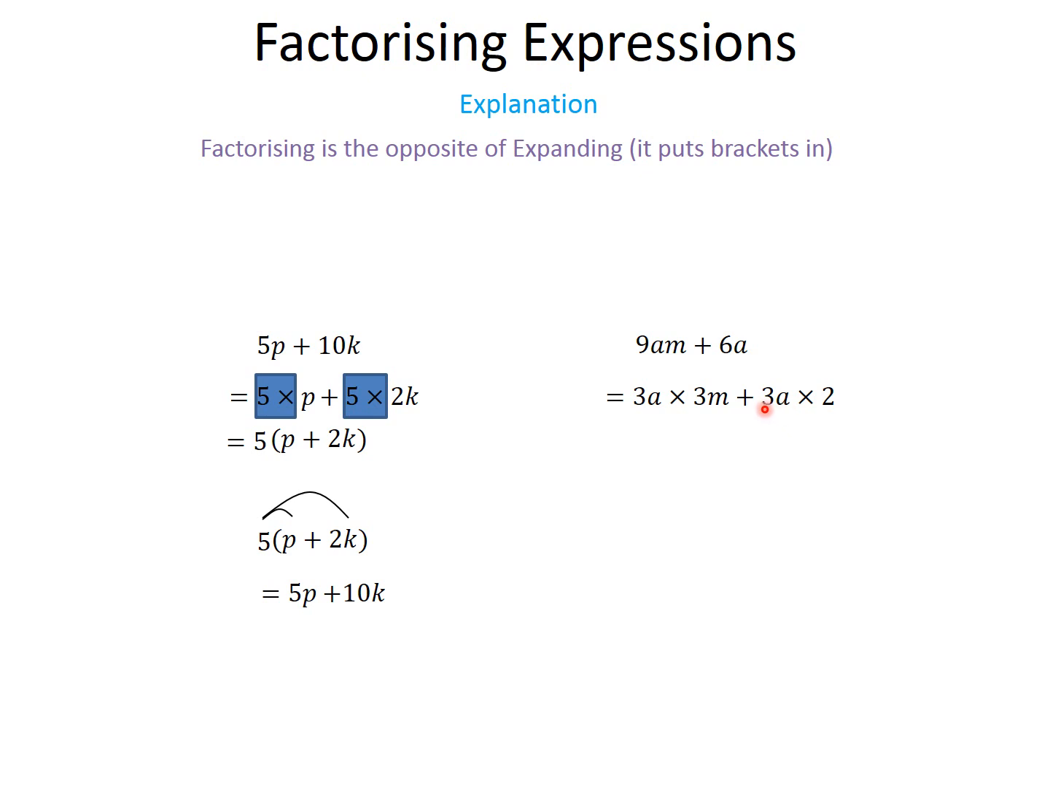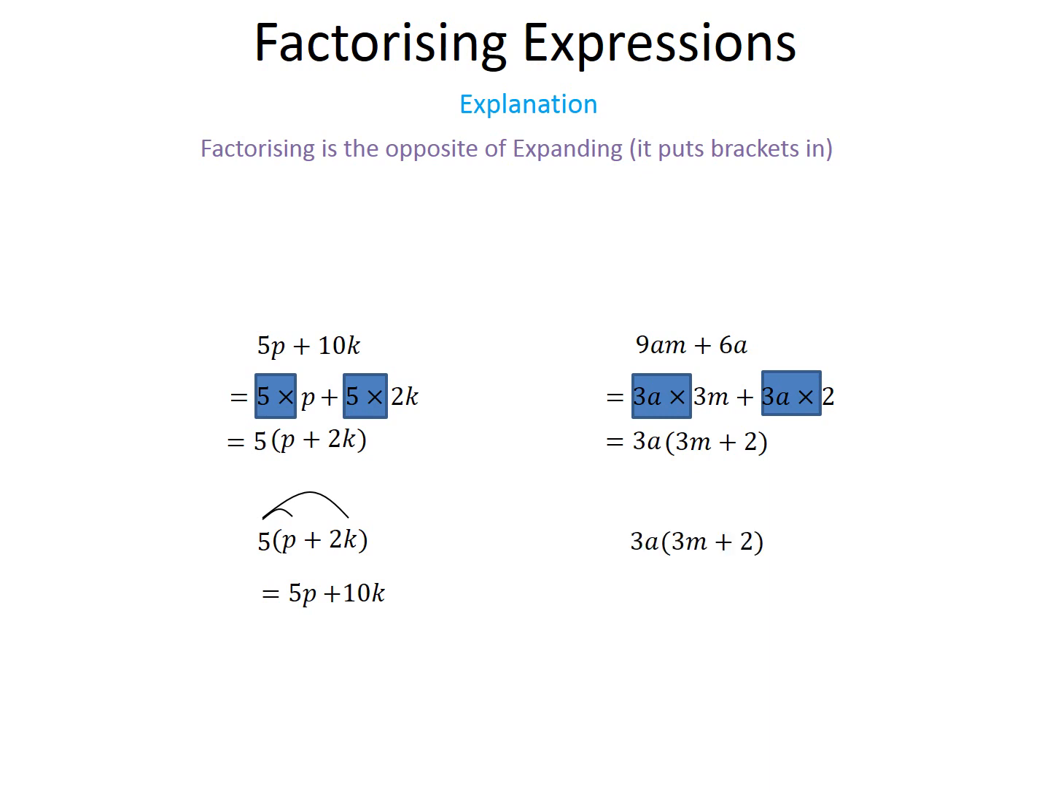But see what I've done again? 3a's here, 3a's here. Let's put that out the front. And then that means I don't need to have it here, and I don't need to have it here. So let's block it out. What's left over? 3m plus 2. That's what goes into my brackets there.